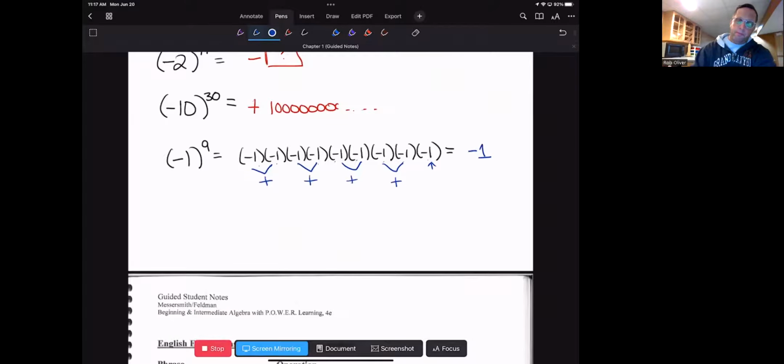So if you have, let's say, negative 1 to the 426 power, something like that, well, you don't need to write it out 426 times. That would be wasteful of your time, but we know it's going to be positive 1. You don't have to put a plus sign there if it's positive. I'm just exemplifying the fact that it is positive.